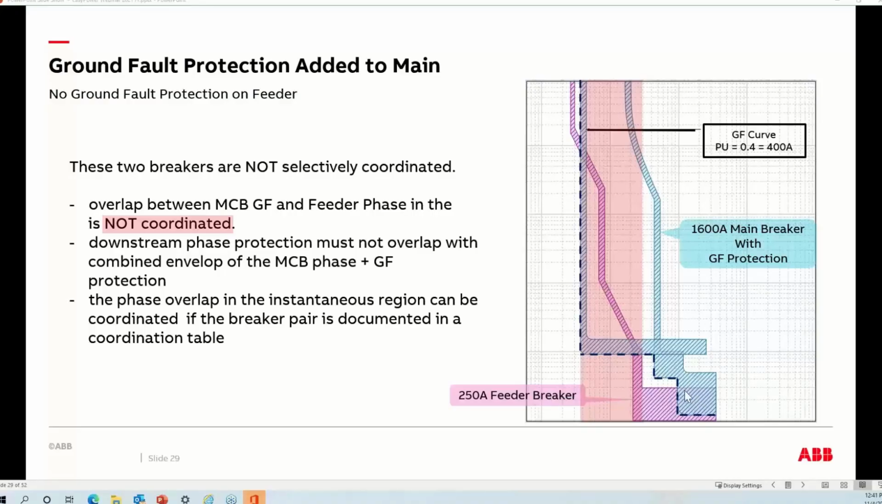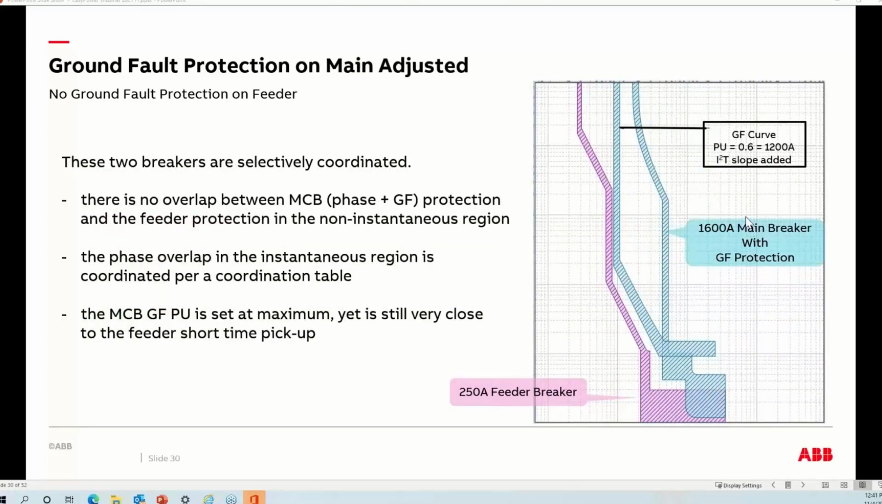And again, the overlap in the instantaneous region, I'm still going to do that the same way with my coordination tables. Now, in the next colored zone, there I don't have a coordination issue because I don't have overlap between the upstream and downstream, and any overlap in the instantaneous region, again, will be handled by coordination tables. So we can adjust the ground fault pickup as shown in this next slide.